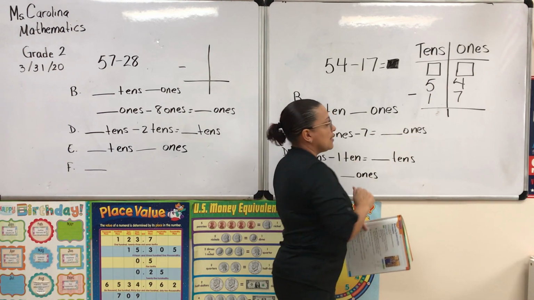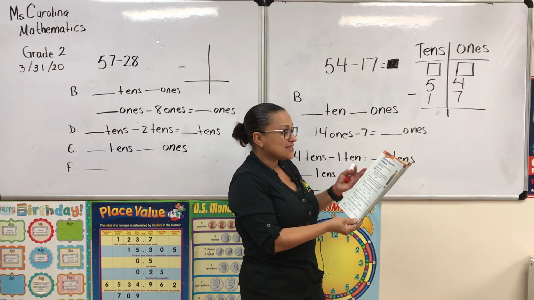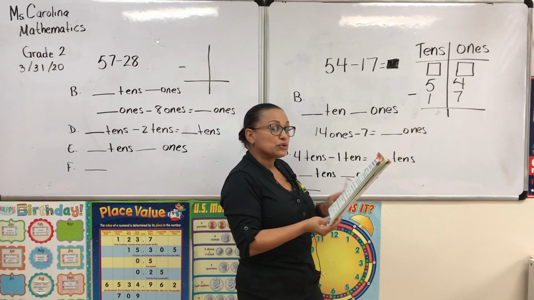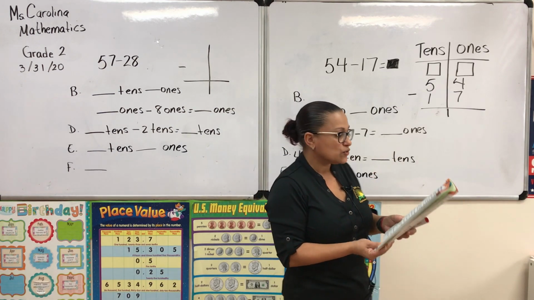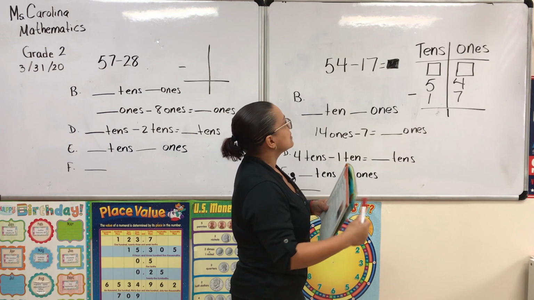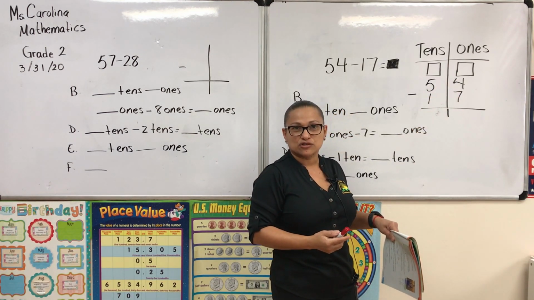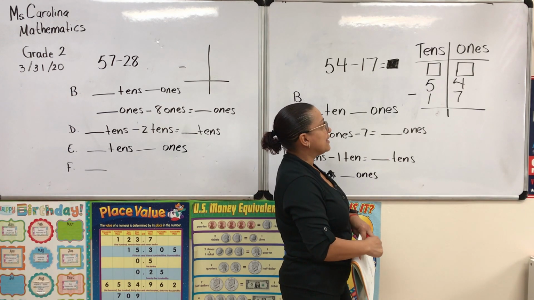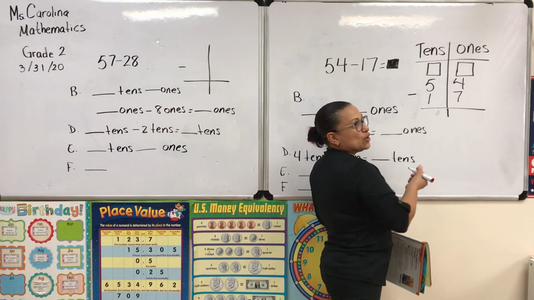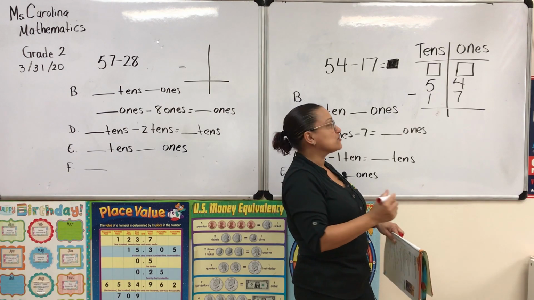This is your chart. Now on B, they say subtract the ones, regroup if you need to. So that's what we're going to do. The same thing, we're going to be looking into your ones. And let's see if we have to regroup. Of course, we cannot have 4 and take away 7. So at this point, we have to regroup.